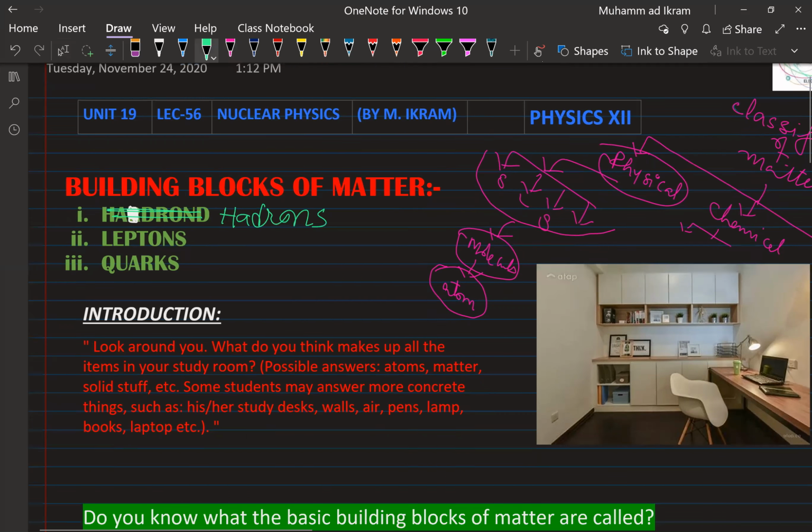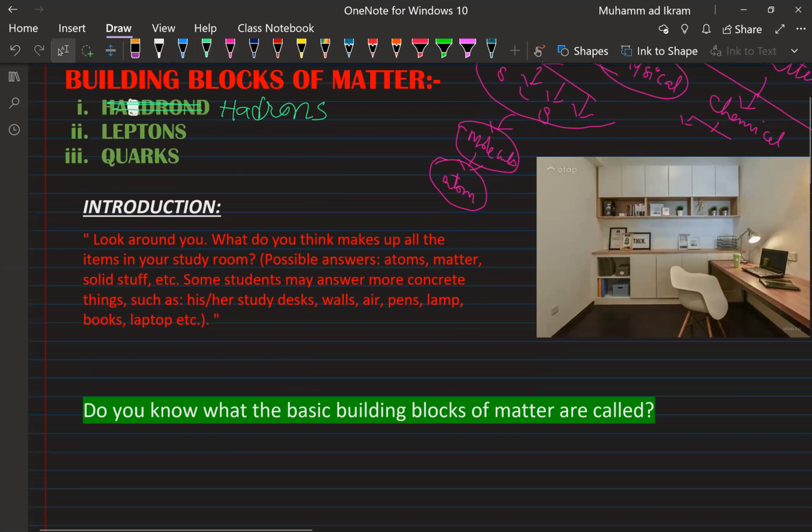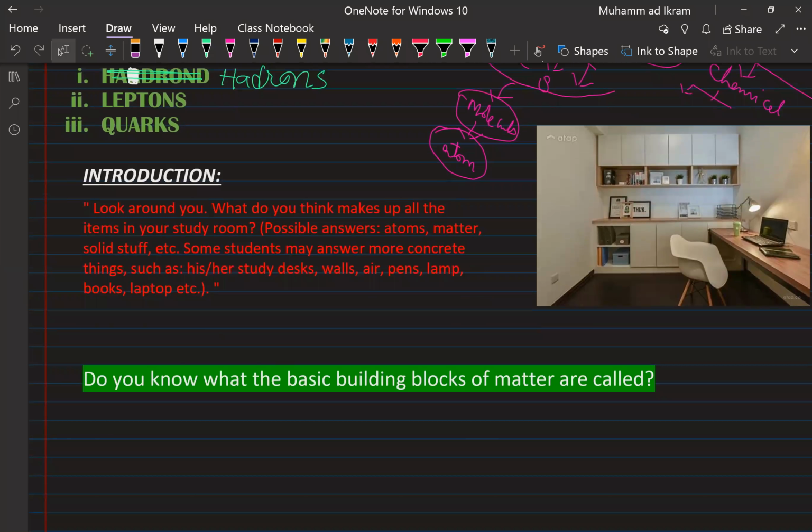So let me introduce to you, and we start from, for example, if you look around you, what do you think makes up all the items in your study room? The possible answers are atoms, matter, solid stuff, etc. Some students may answer more concretely, things such as study desk, wall, air, pens, lamp, box, and the laptops which you all see here. So what are all these stuff made up of? And the answer is, of course, matter.